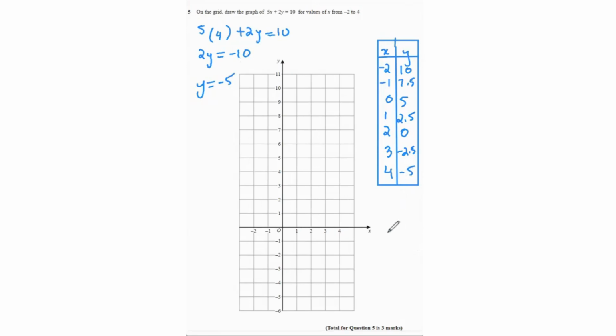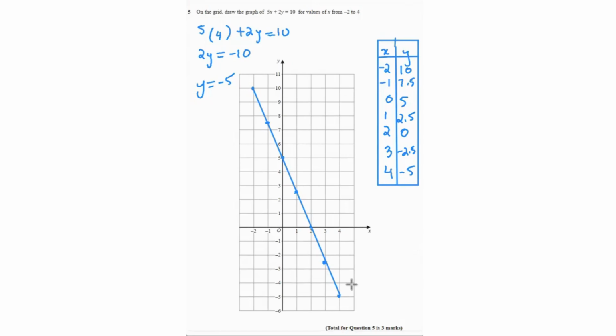So now that we have the coordinates, we just plot the coordinates on the grid. So negative 2 and 10, that's over here. Negative 1 and 7.5 over here. 0, 5, 1 and 2.5, 2, 0, 3 and negative 2.5, and 4 and negative 5. Plot the points, connect the dots, and that's your equation of the straight line.